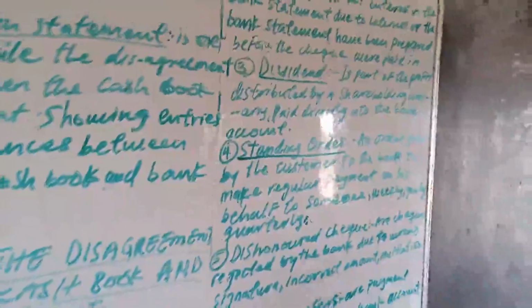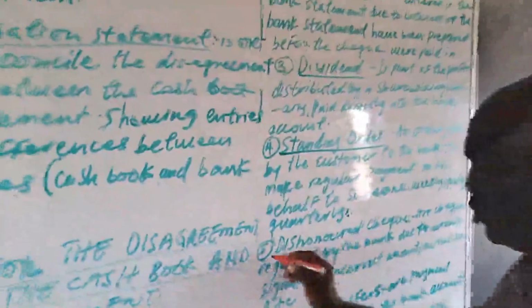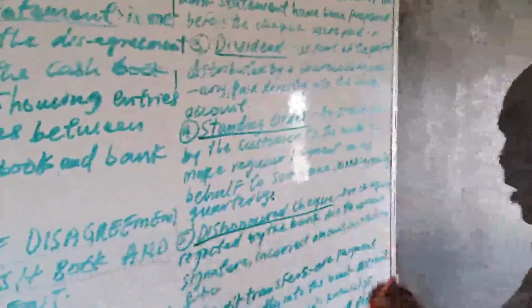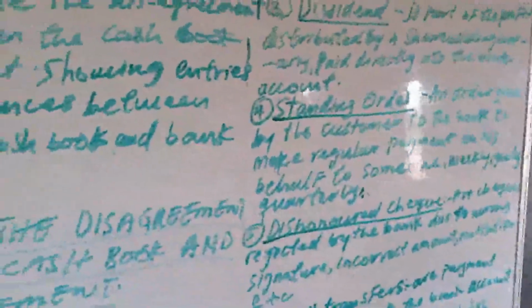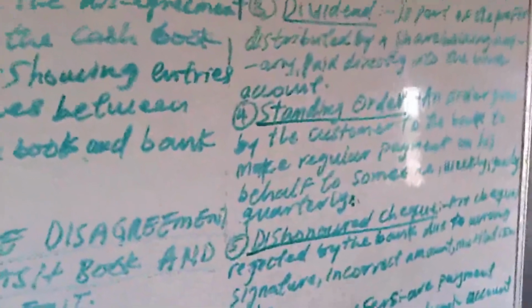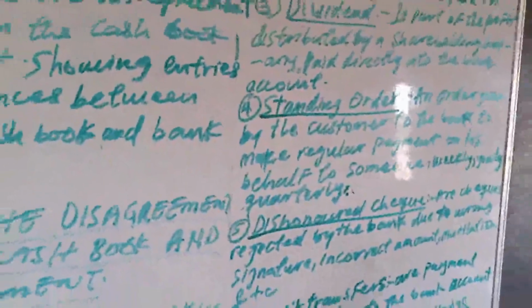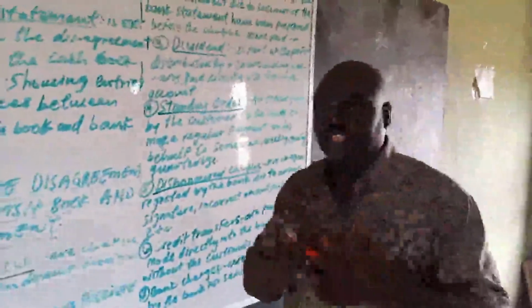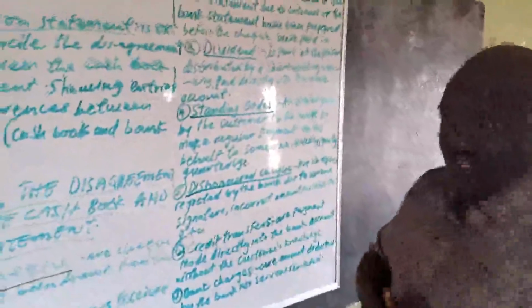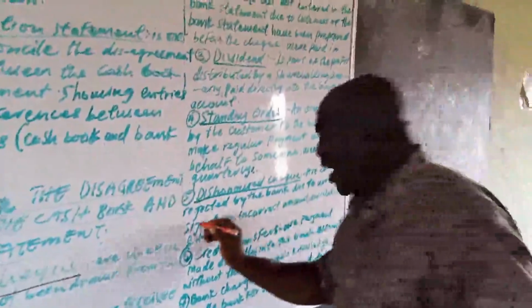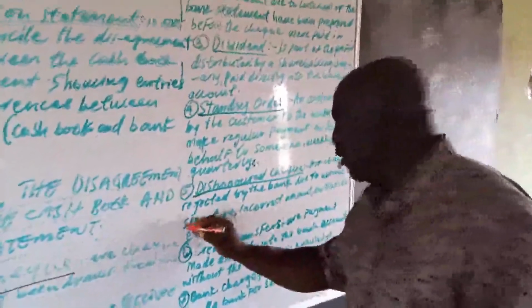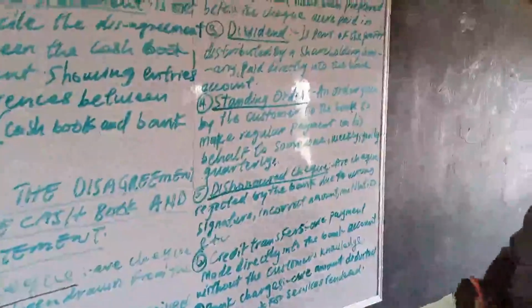And number 5, we have dishonored check. Now, a dishonored check is one which has been rejected by the bank due to certain discrepancies, either a wrong signature or incorrect amount or mutilation of the check and other reasons. So the bank, due to all these reasons, will reject payment or honoring of the check.